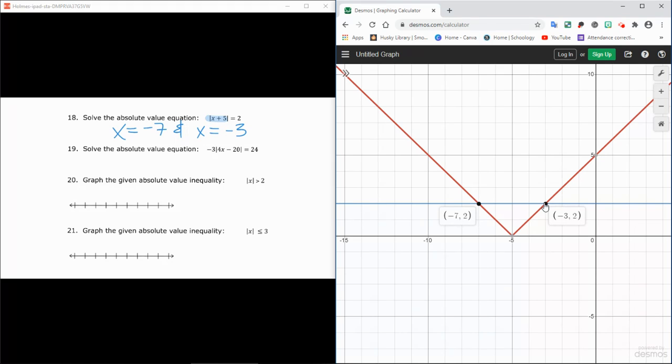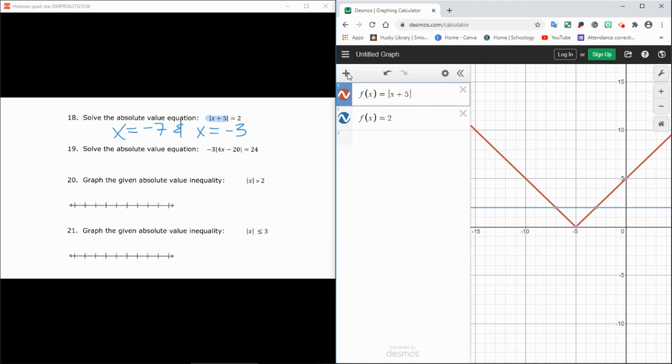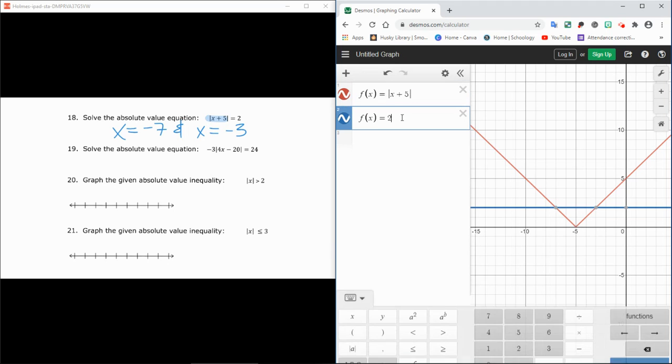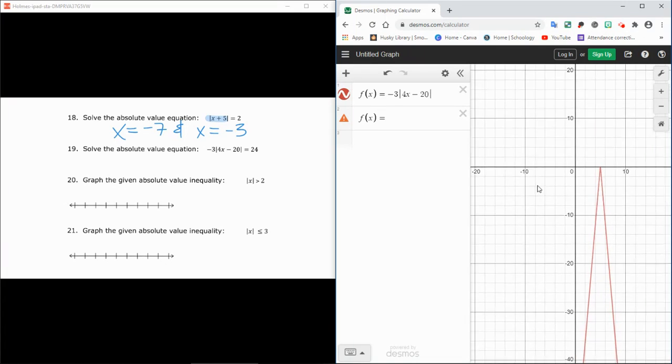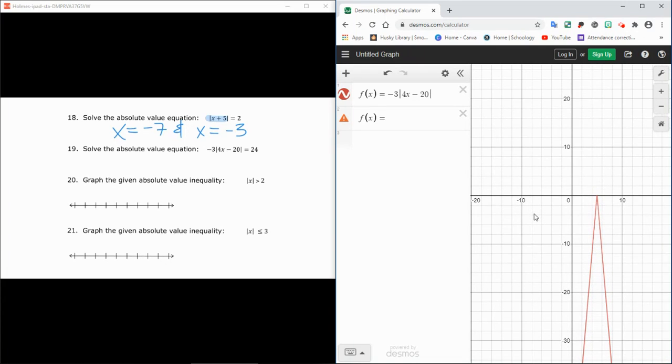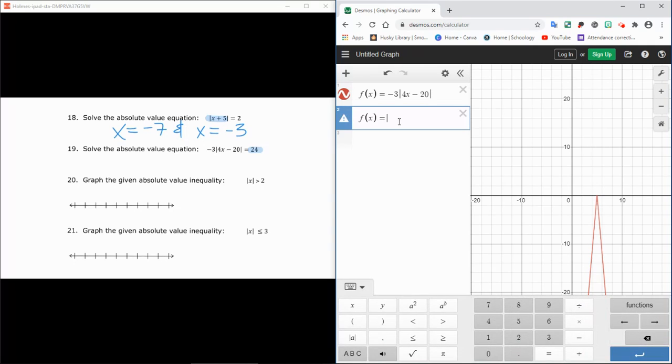Let's try number 19. When does this function equal 24? We did this as a warm-up today, but I'm going to solve it again just in case you weren't in class to do the warm-up. I'm going to delete this. And this side, I have -3 times the absolute value of 4x minus 20. Zoom out a little bit. That function is going to be an upside down V. As you can see, I want to know when will this function equal 24? So f of x equals 24.